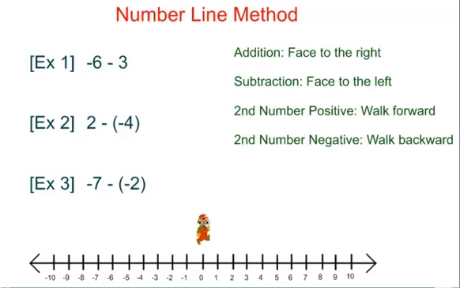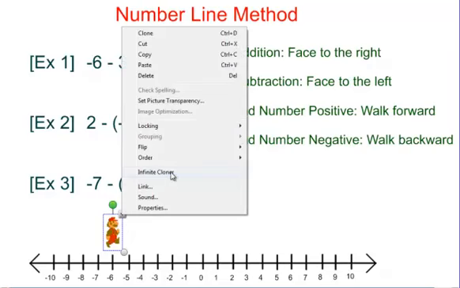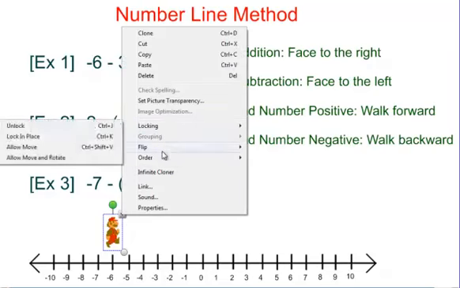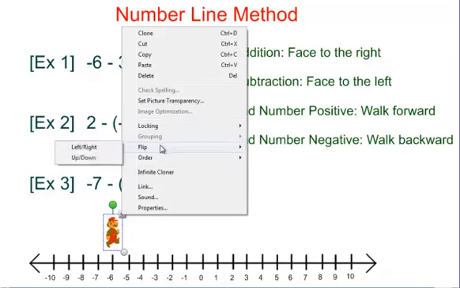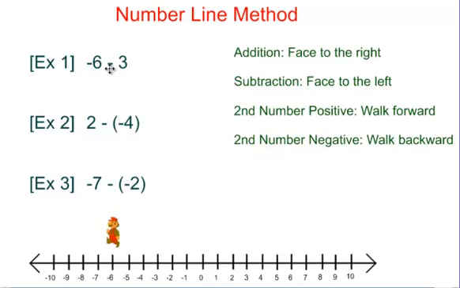Negative 6 minus 3. So I'm going to start on negative 6. Since it's subtraction, I'm going to face to the left. So I'm going to basically face the negative side. Now, the next one is positive. When it's positive, you walk forward 3 steps. 1, 2, 3. And we are at negative 9.